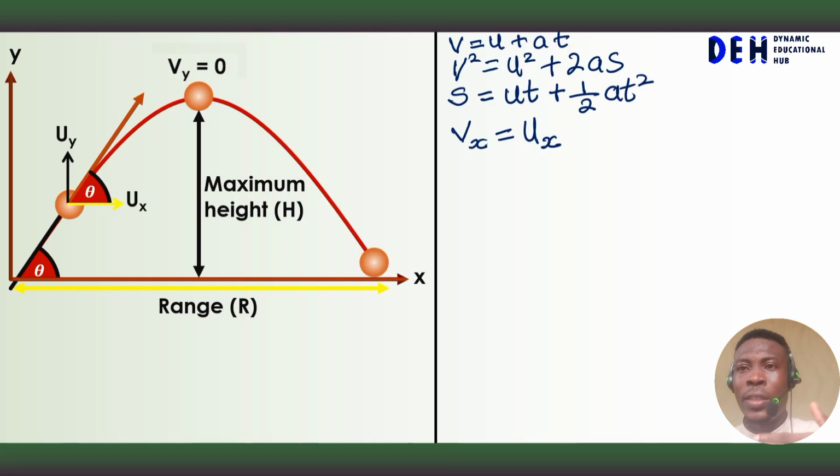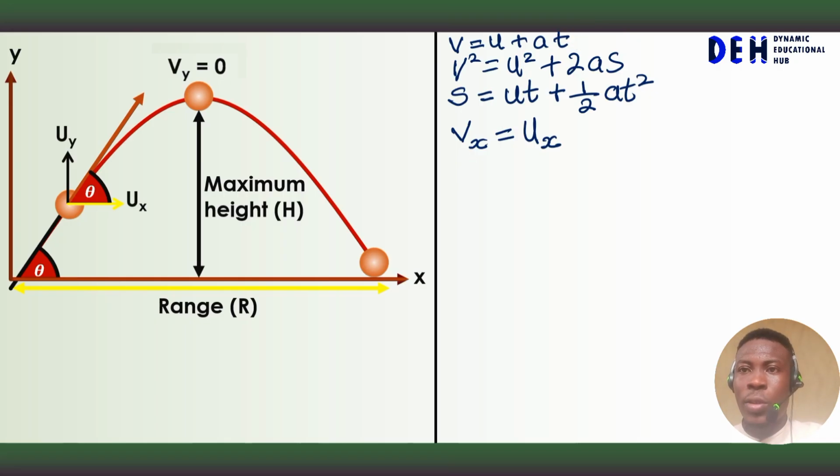Okay, so Vx will also be Ux because the horizontal component will be constant throughout the entire flight, which implies that there will not be acceleration. So we are not going to have acceleration. Ux will also be Vx. So acceleration here is 0. So that is why we are going to have Vx equals Ux.